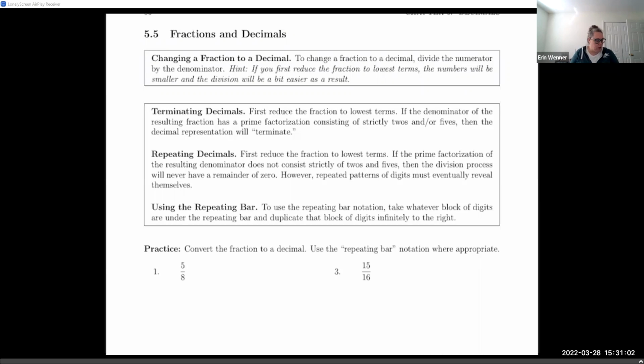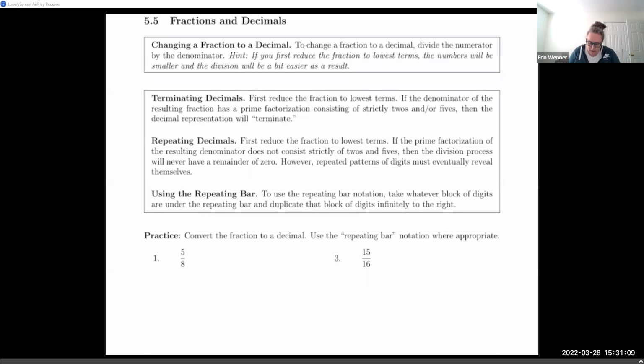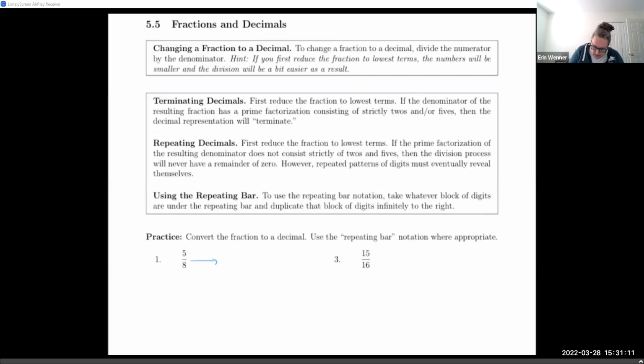So we're first going to divide 5 by 8. Remember, the numerator goes underneath the division bar and the denominator goes outside. 5 divided by 8, 5 is less than 8, so we have to add a 0, which means we have to add a decimal point. So now I'm going to do 8 into 50. 8 goes into 50 6 times. 6 times 8 is 48. We'll go ahead and subtract.